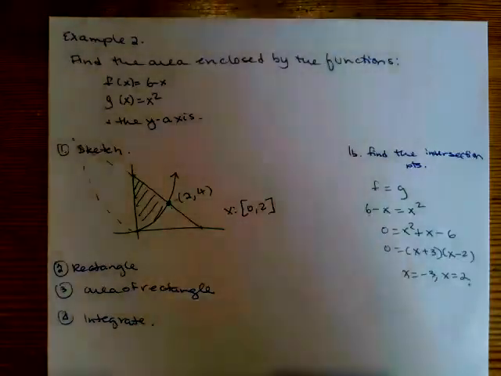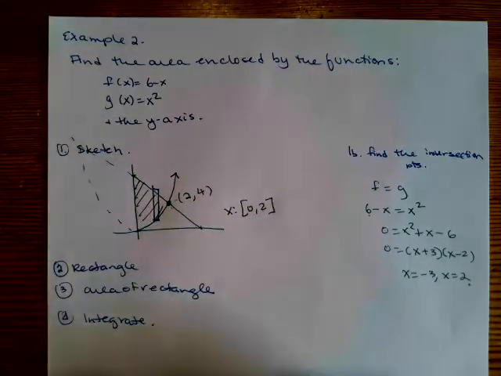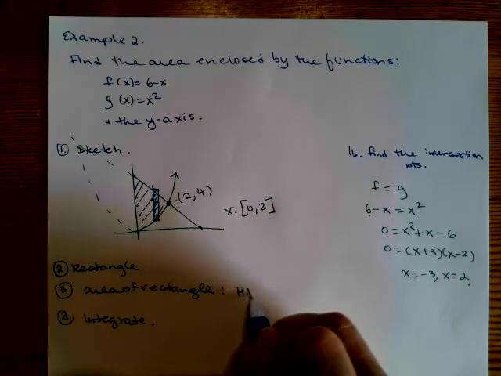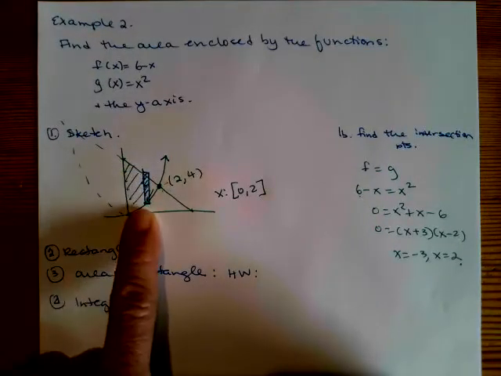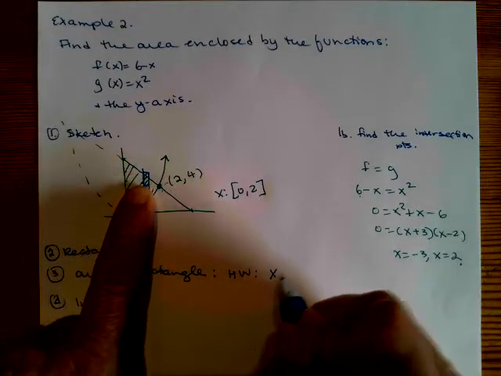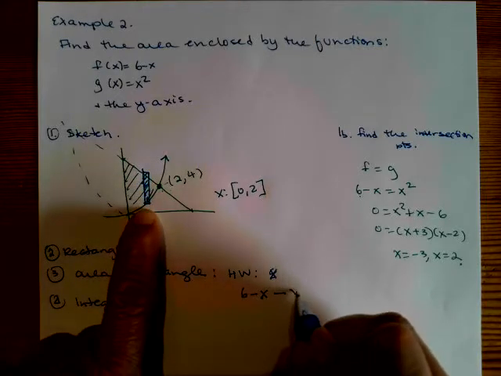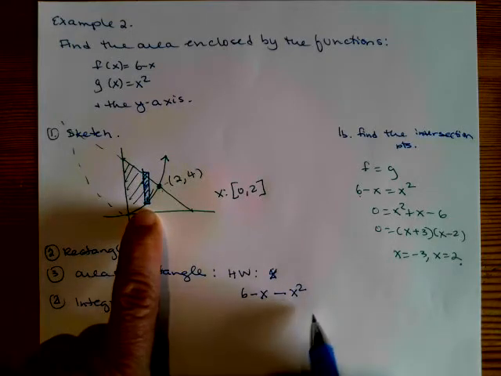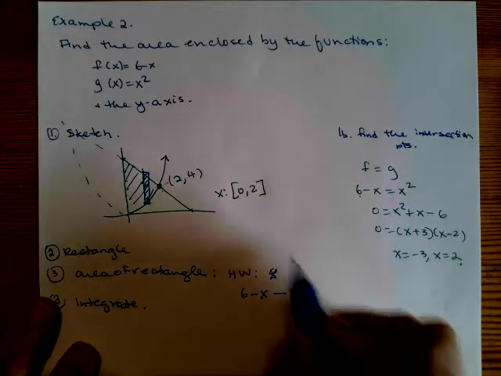So now I need to draw that rectangle. Here we go. I'm going to go this way. Remember what that helps me get is the height of that rectangle. So let's write the area of that rectangle. Height times width. The height is the top minus the bottom. On top is 6 minus x. Minus the bottom is the x squared. So there is my integrand again. And we're just going between 0 and 2.